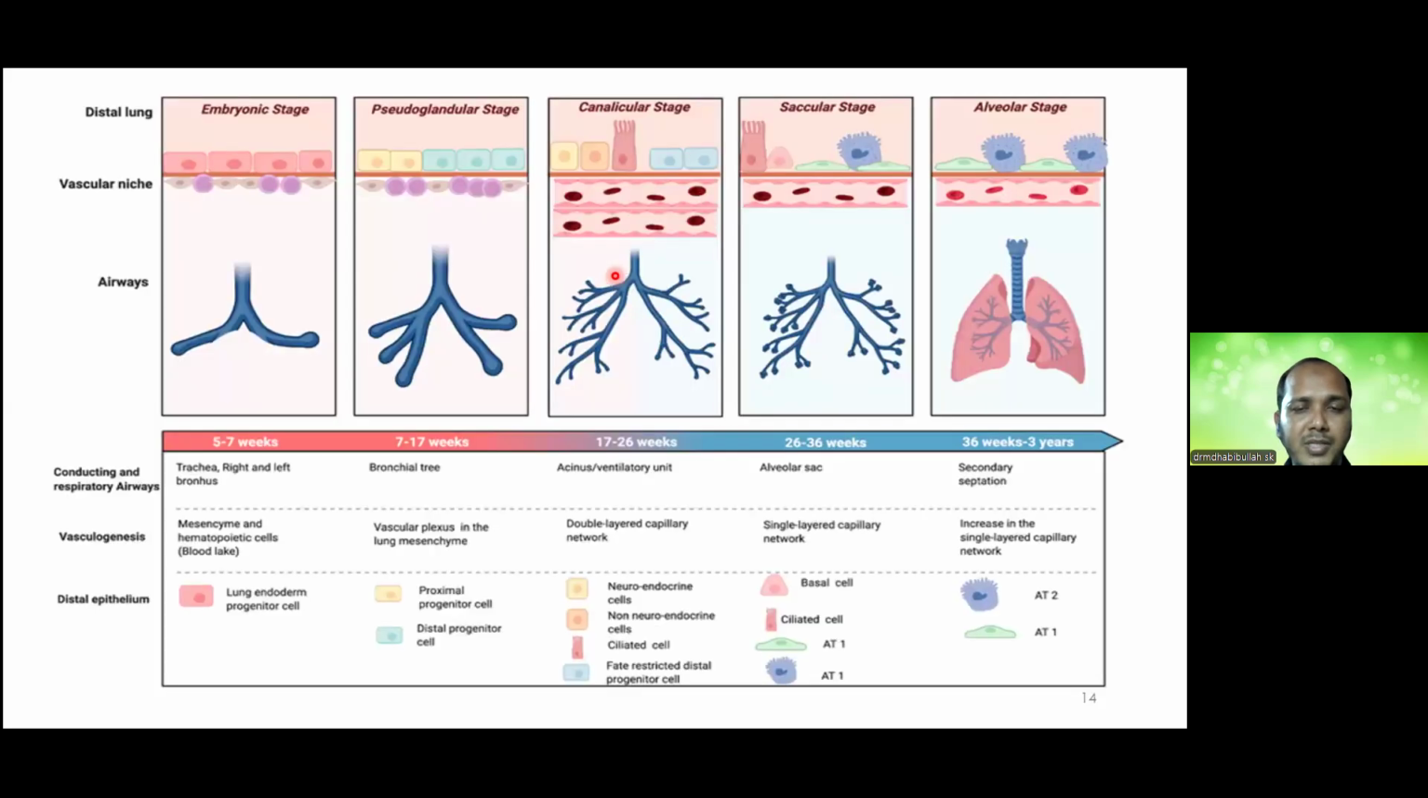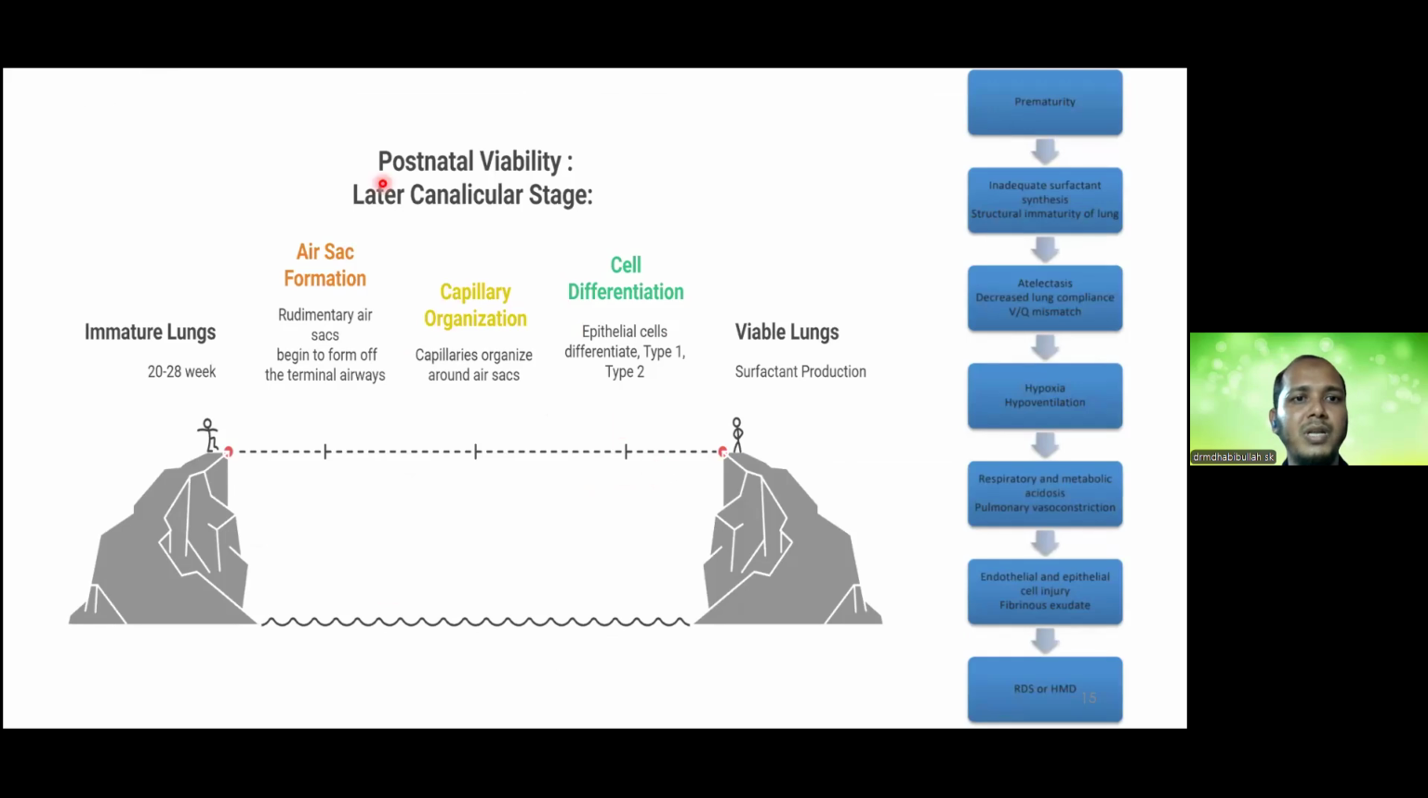Now coming to disease-specific settings. First is RDS, that is respiratory distress syndrome. I think the developmental stages of the lung, you all know: starting from the embryonic stage, then pseudoglandular, canalicular, saccular, and alveolar. It is the canalicular stage from where the acinus or ventilatory unit starts to form, that is from 17 to 26 weeks of gestation. But postnatal viability is possible only in the late canalicular stage, that is from 20 to 28 weeks, from which the rudimentary air sacs form and capillary organization also begins, and the type 1 and type 2 pneumocytes also differentiate and produce surfactant.